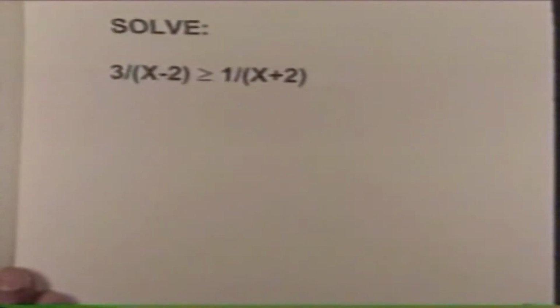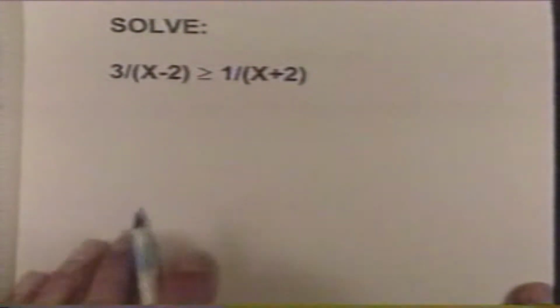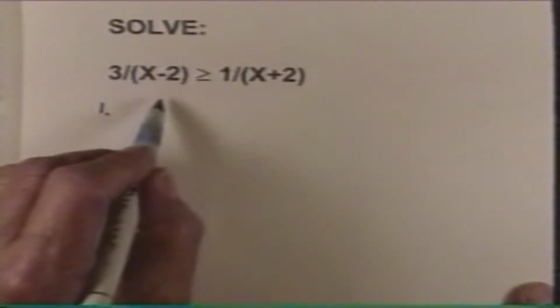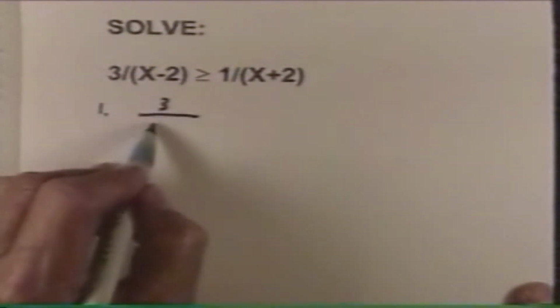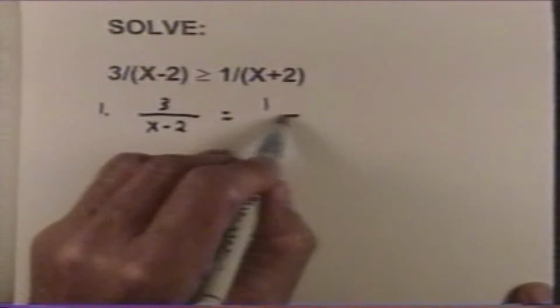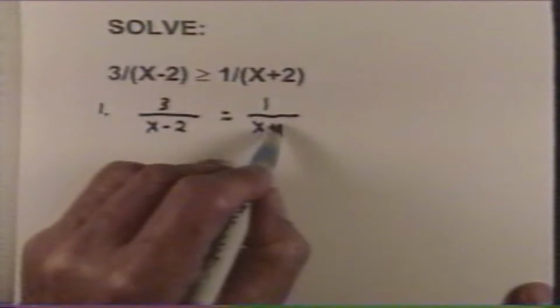Let's look at one more example. Solve 3 over x minus 2 is greater than or equal to 1 over x plus 2. Now step 1 is to solve the related equation, which would be 3 over x minus 2 is equal to 1 over x plus 2.